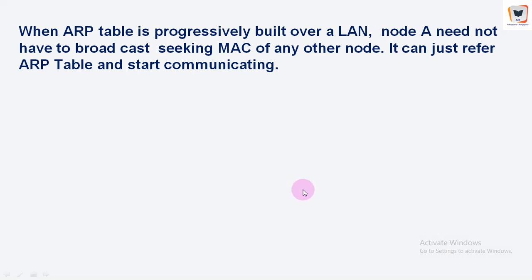When the ARP table is progressively built over a LAN, node A need not broadcast seeking the MAC address of any other node. It can just refer to the ARP table and start communicating. So with this, we discussed ARP and its significance, and we come to know ARP is a must in order to effect the translation of MAC address to IP address and vice versa. It is akin to the DNS protocol, that is, the Domain Name Service protocol, that is available in the application layer.